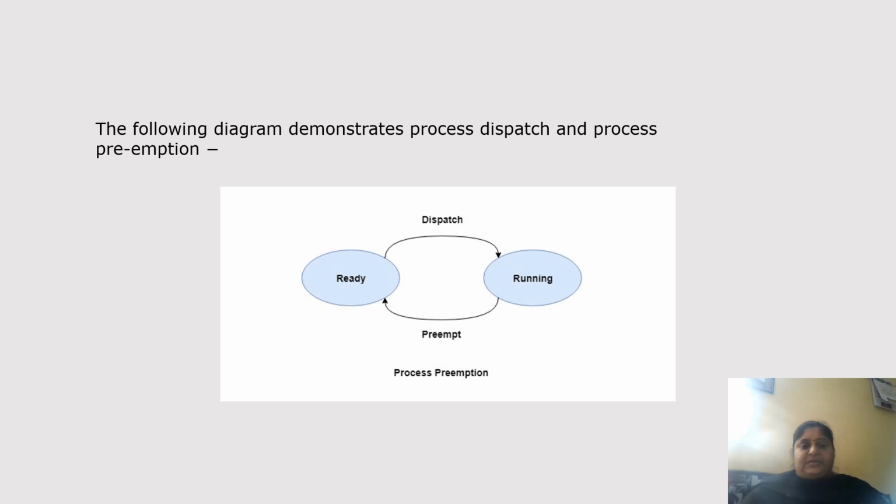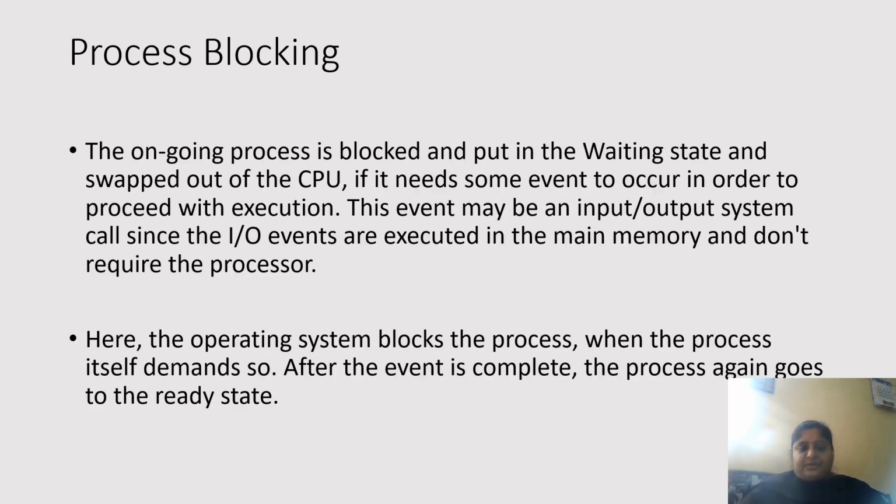The following diagram demonstrates process dispatch and process preemption. First, the process is ready, so it is dispatched to running, and then the running process is preempted. That is process preemption, when a higher priority process arrives or the time quantum ends and the process expires. In that situation, the running process is preempted and goes to the ready state. After that, when some event occurs or a higher priority process ends, it will go to the running state. This is the demonstration of process dispatch and process preemption.